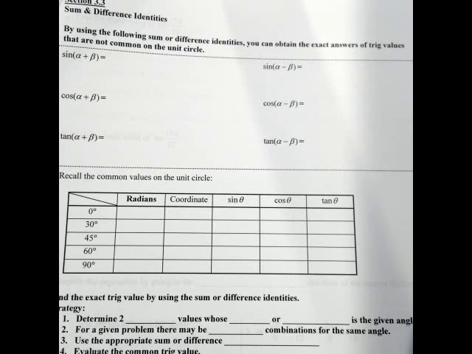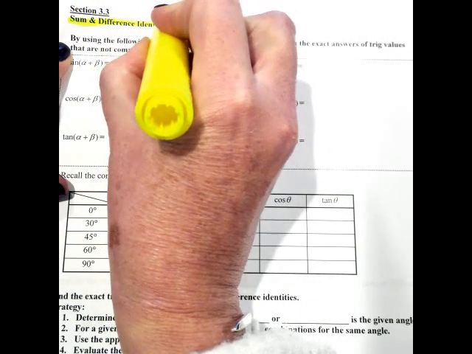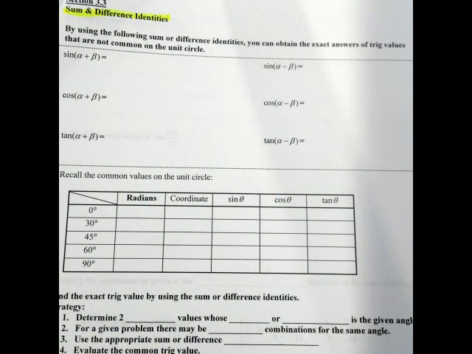So in section 3.3, we're going to be looking at some other formulas, and these are called our sum and difference identities or sum and difference formulas. We've spent a lot of time talking about those special angles for the unit circle. What these formulas are going to allow us to do is open up that window and be able to find the exact value for other angles that are not specifically on the unit circle.